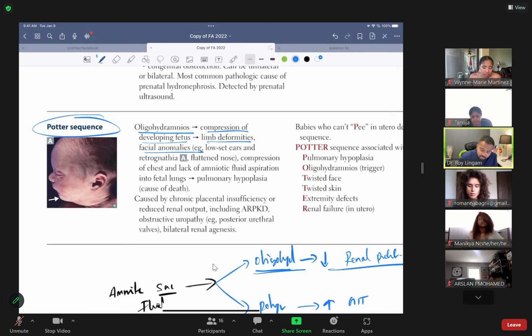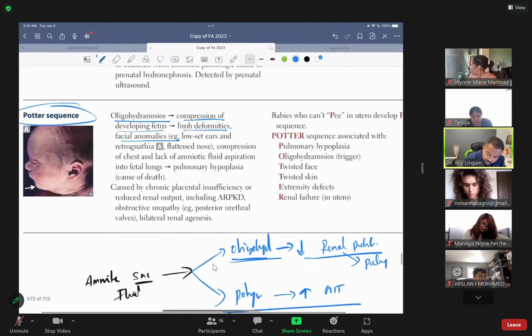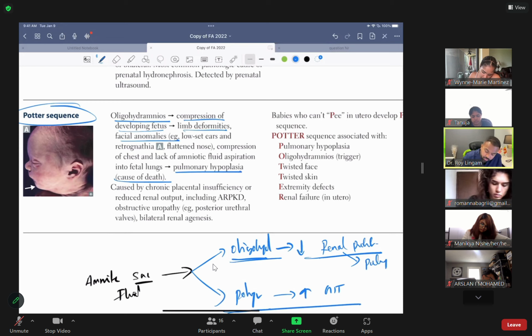Now, the key to remember: anytime you have a renal pathology, it's always linked to pulmonary pathology. So the best way to remember it: if the fetus doesn't develop kidneys, it doesn't develop lungs. You see here, pulmonary hypoplasia is the cause of death. That's the problem here, folks. Because why? If they don't excrete the fluid, they cannot drink it again to get it in. They have to aspirate into the lungs. That's what it is, folks.